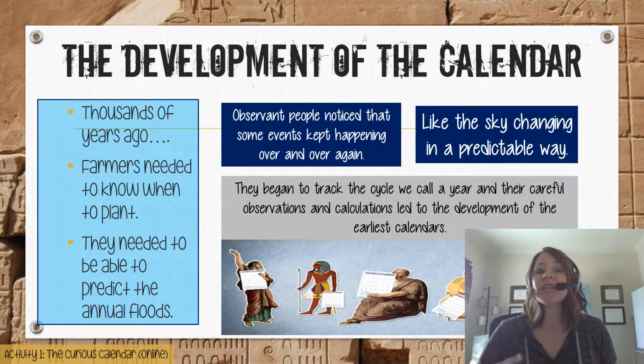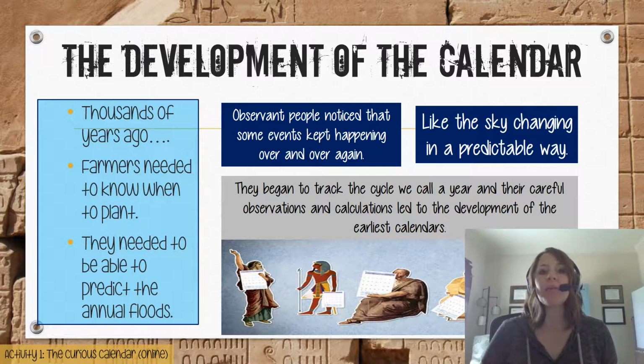So as we start to look at the development of the calendar, thousands of years ago, farmers needed to know when to plant, right? We know that agriculture, and we're going to see as we get started in world history, how agriculture was really important. Farmers needed to know when to plant their crops. They needed to be able to predict the annual floods. We're going to not only see how important agriculture is, but how important the rivers were in creating civilization. So they needed to be able to predict the annual floods.